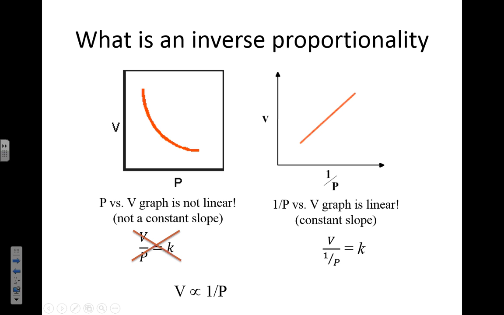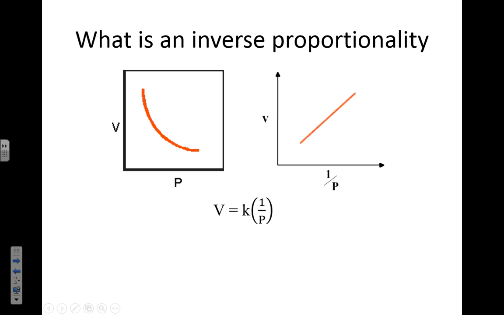Now, in terms of a mathematical statement, when something is inversely proportional, we would write it like this. And this fundamentally means the volume is proportional to the inverse of the pressure. And mathematically, that becomes this: the volume equals K times the inverse of P. And this is really just rearranging the equation we looked at a second ago.